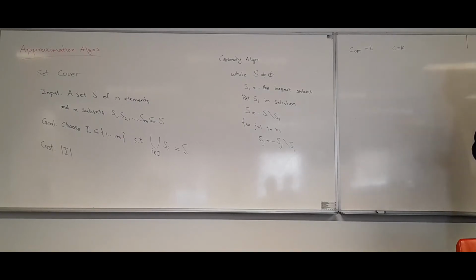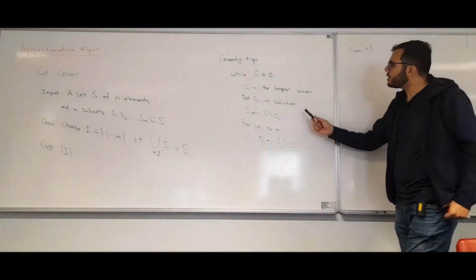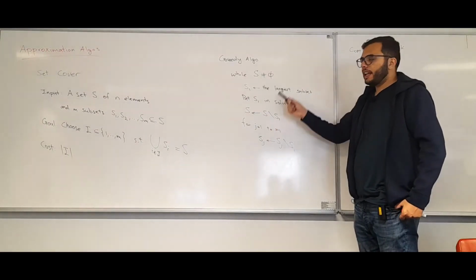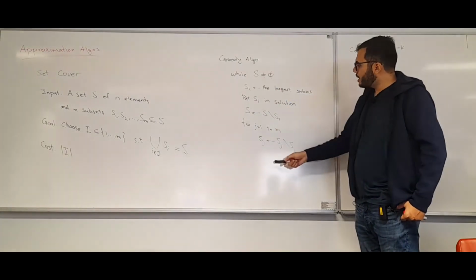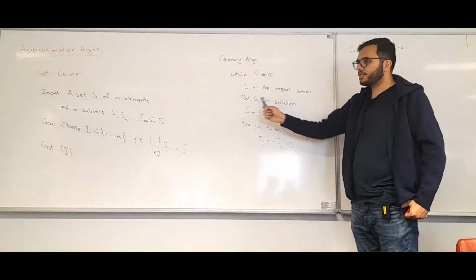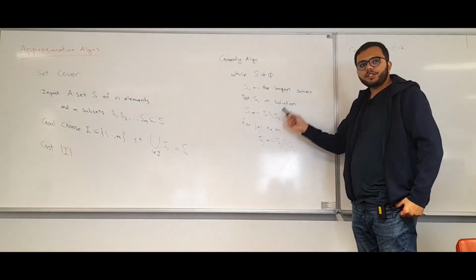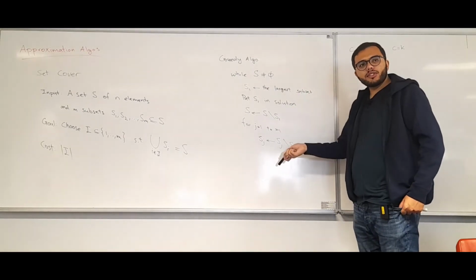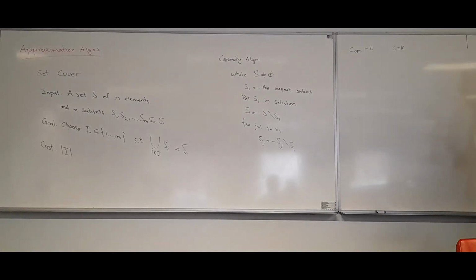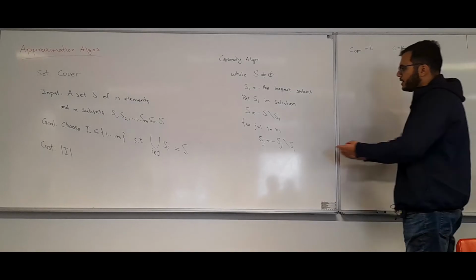Okay, but here's the thing. I want to see how many iterations this while loop can go through. Because in every iteration of this while loop, I'm putting exactly one of the subsets into my solution. So if I can just analyze the number of iterations, I also have a bound on K. Okay. So how can I analyze the number of iterations?